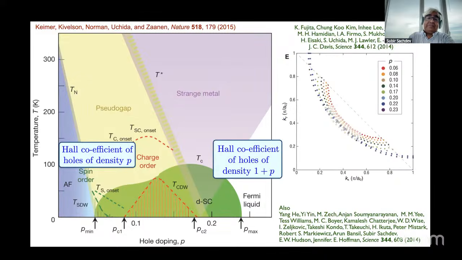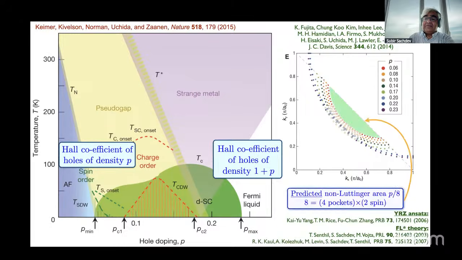Okay, this is STM data, which goes across the whole range of densities. And again, you see arcs for small densities and the full original Fermi surface for large densities. And again, they observed that this area, if you just make this crescent shape, just by hand, draw something at the back, that gives you an area close to p over 8.